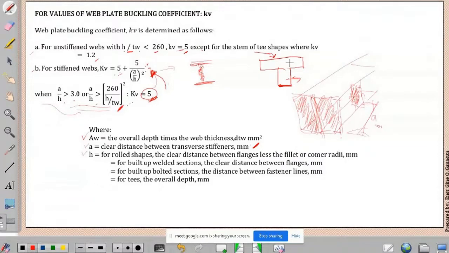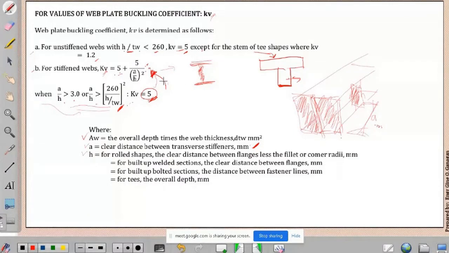That is for the value of K. So once you have all of these, H over TW and A over H, you can now solve for KV. Once you have solved KV, you can now solve for your CV. And once you have solved CV, you can solve the nominal shear strength, which is actually what we are looking for. Okay?